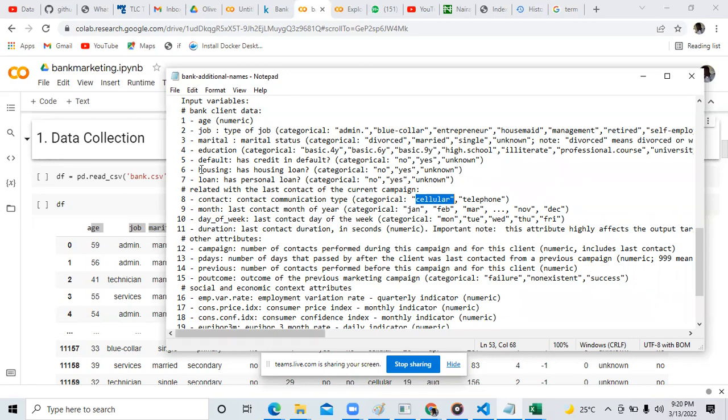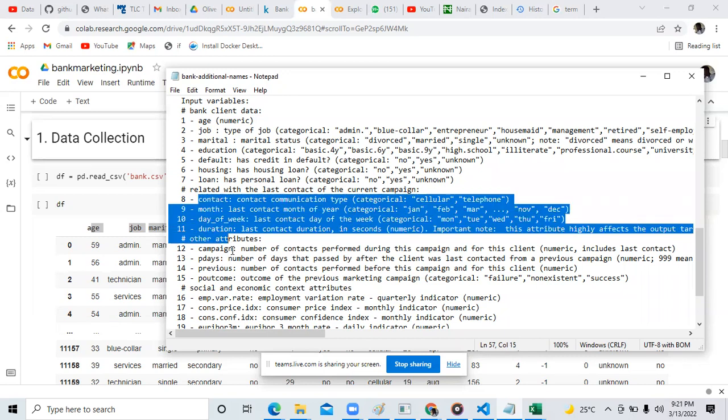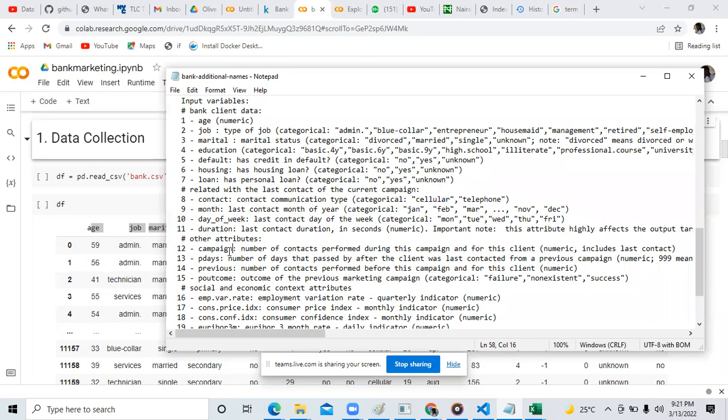It's not complicated. It's like 1 + 1, right? So contact, month of the week, day of the week, duration, campaign. I obviously cannot have an idea or any hypothesis to put forward for these ones. All right. So campaign is number of contacts performed during this campaign and for this client. That means how many times did we hit this person? How many times did our email enter this person's phone or a text message? How many times did we contact this person?